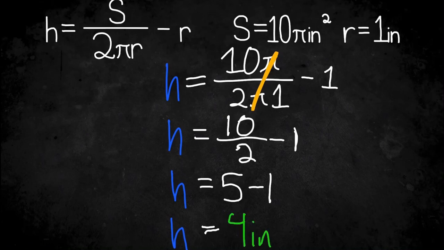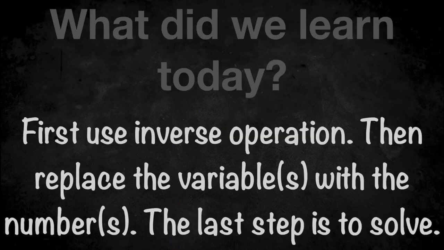Oops, wrong color. 4 inches. Now that you've solved this problem, let's review. What did we learn today? We learned how to use inverse operation, then replace the variables with the numbers. The last step is to solve.